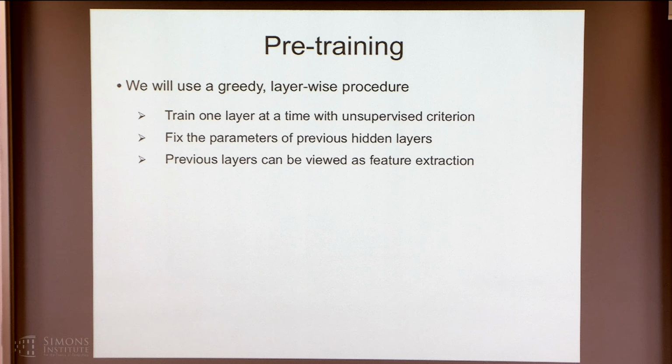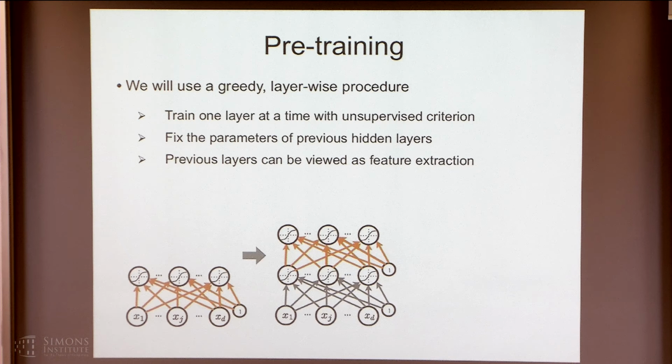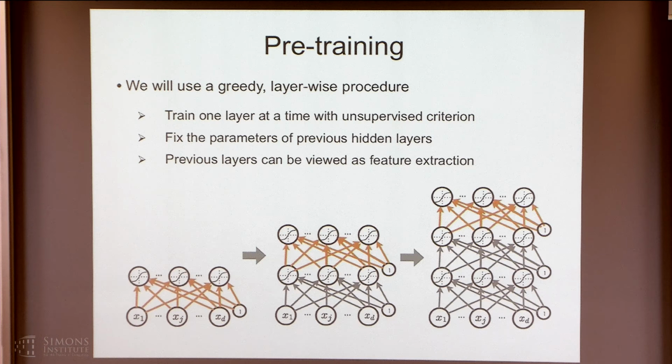So how does pre-training work? You train one layer at a time with this unsupervised criterion, so you're just trying to reproduce the inputs that are going through some bottleneck. Then you fix the parameters of the previous layer, you go to the next layer, and you do pre-training as well. So you're learning a little autoencoder here, you take the representations learned by the autoencoder, you do another autoencoder, and you're just stacking things together. Obviously, there are issues here, which is to say, what stops you from learning the identity function? If I just put the identity function, then it's useless.